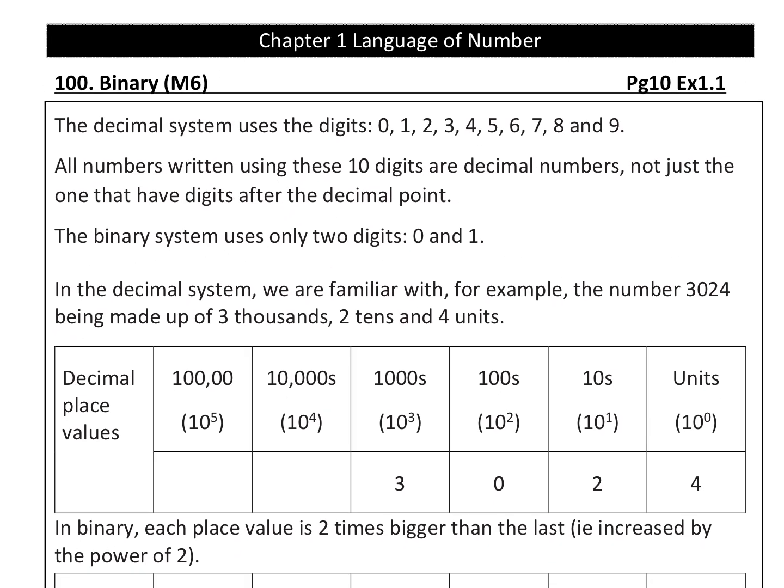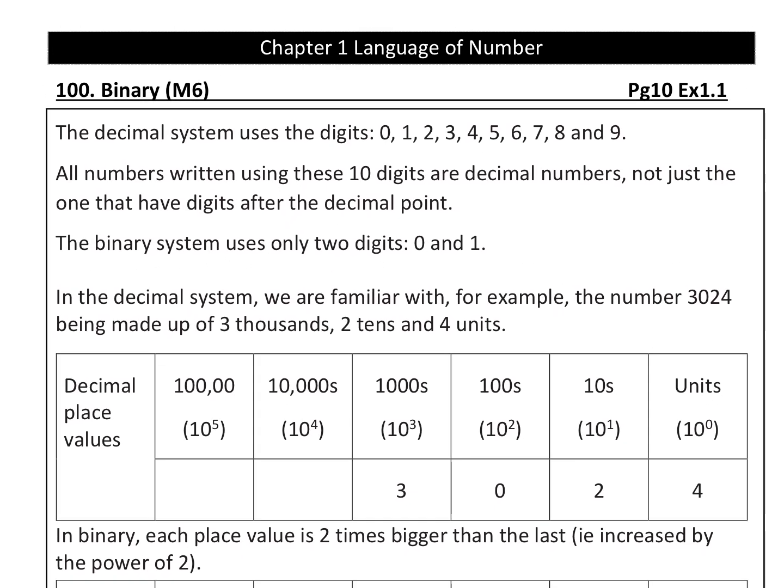So what first of all is binary? To understand that we need to understand the system that we currently use, which is the decimal system you learnt in primary school. And it uses 10 digits, 0 to 9. All the numbers written using these 10 digits are decimal numbers, not just the ones that have digits after the decimal point. The binary system only uses 2 digits, 0 and 1. So a binary number can't have the digits 2 to 9.